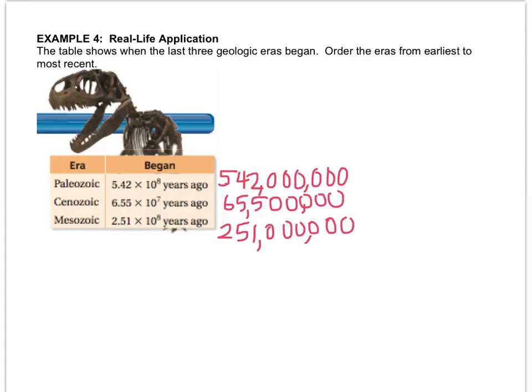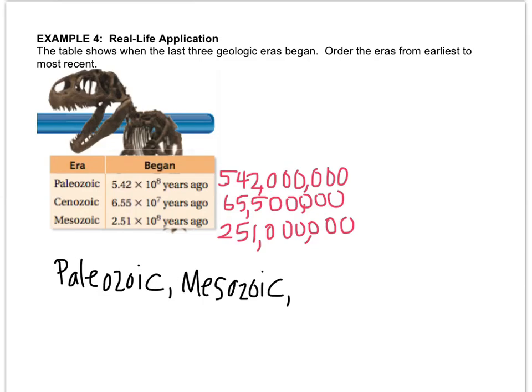All right, now I need to think about in what order they are from earliest to most recent. Well, the earliest is the one that's the largest number of years ago. So the largest number of years ago, if I've done my commas correctly, is the Paleozoic. Then the next one would be the Mesozoic. And then the most recent is the Cenozoic.